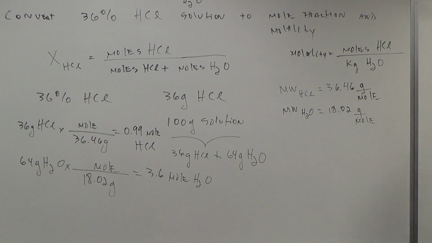Mole fraction of HCl. The moles of HCl. How much HCl? 0.99, divided by the total amount, the total, which includes 0.99 plus 3.6. The answer is 0.22. Mole fraction does not have units.